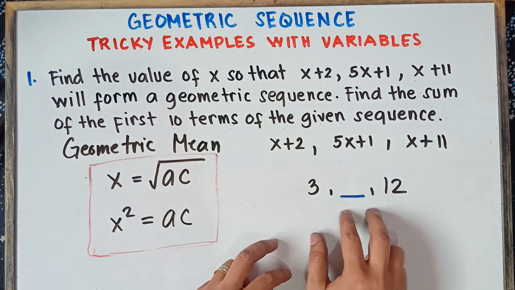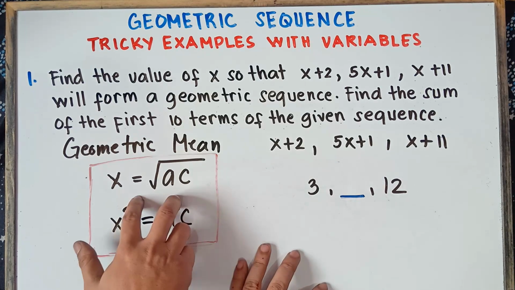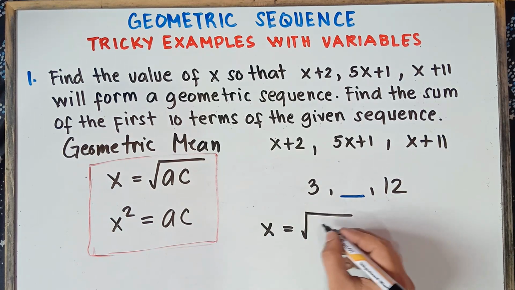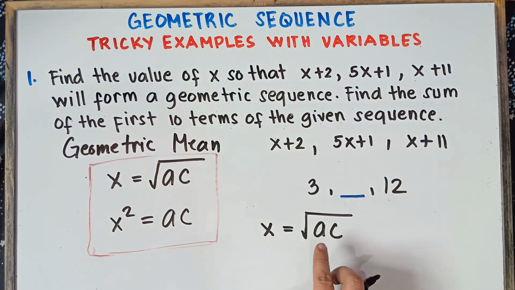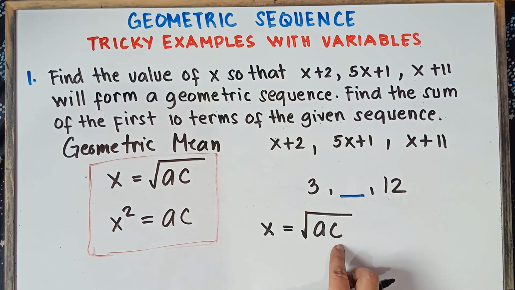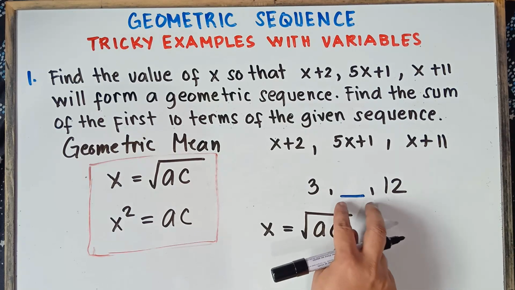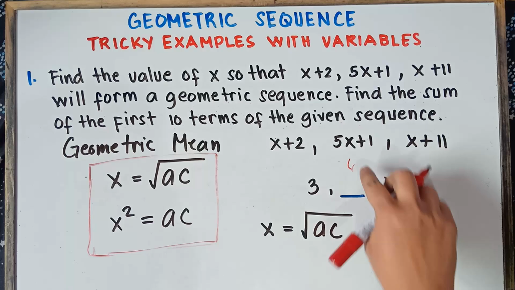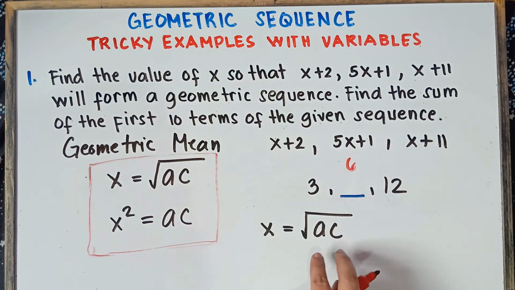So to find the mean or geometric mean, we can use this formula. So that would be x is equal to the square root of A times C, the square root of the first term multiplied by the third term. Once again, A is the first term, C is the third term. The value of this one, we answered a while ago. This is 6, right? So let's check, class, if we get 6 using this formula.